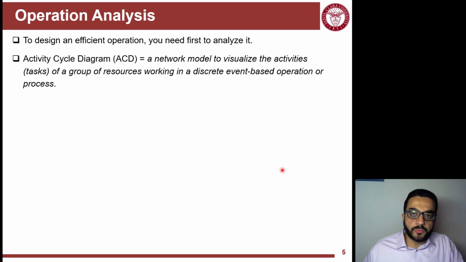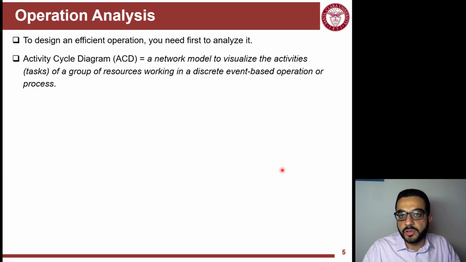So to design something, you have to model it and you have to analyze it. The tool to analyze operations in general, not only in construction, there are many tools, but one of the famous tools is the activity cycle diagram. So an activity cycle diagram is a network of activities and resources that are drawn to represent a discrete event-based operation or process.